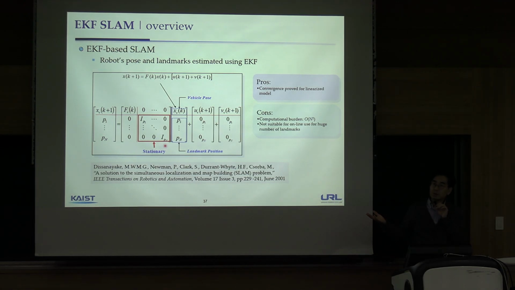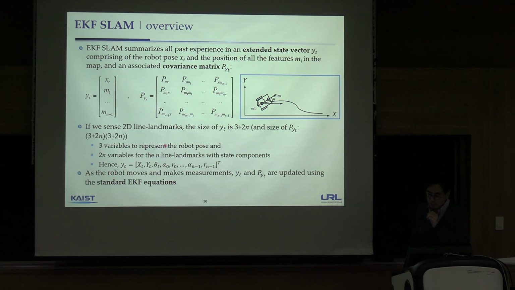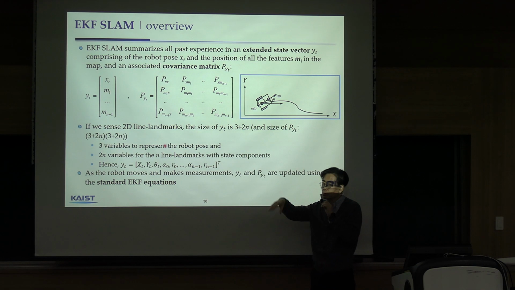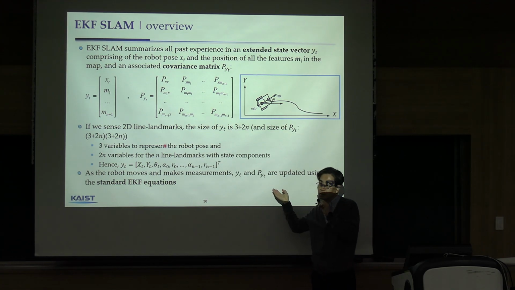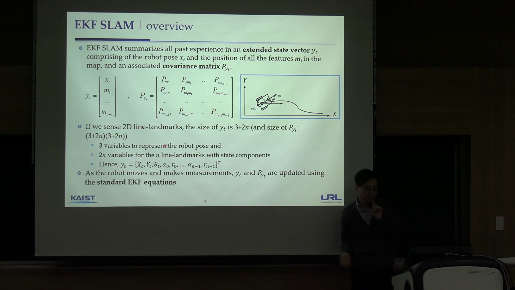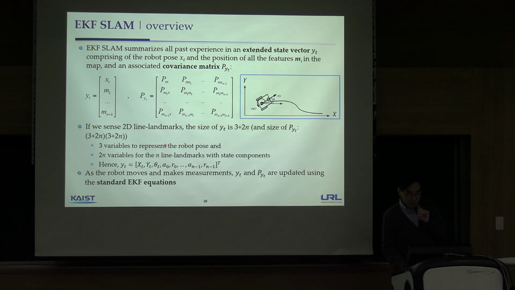1,000 by 1,000 matrix inversion. Have you ever done that? Yeah, it's almost impossible. So that's why people moved from EKF SLAM to particle-based SLAM, and nowadays graph-based, optimization-based SLAM. But basically, EKF SLAM is quite important because we have to know the principle of SLAM.